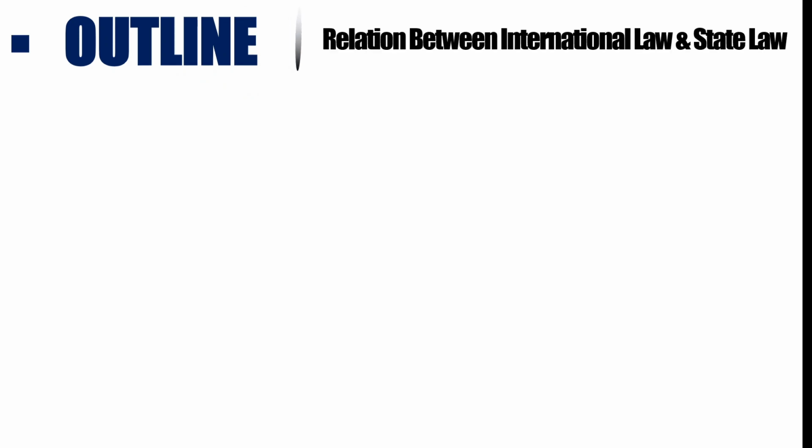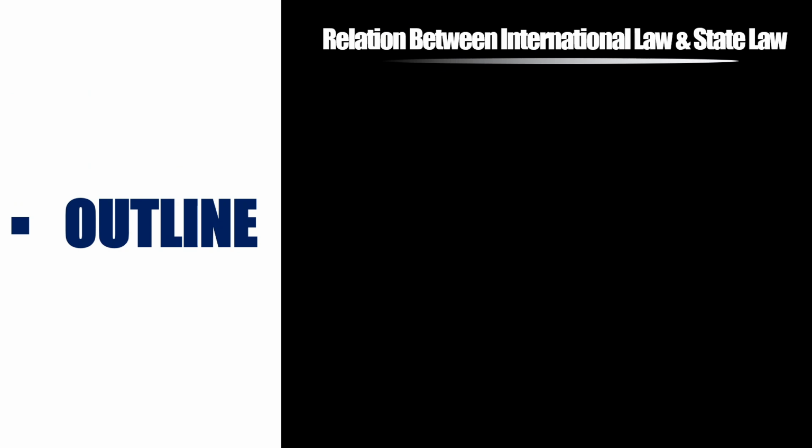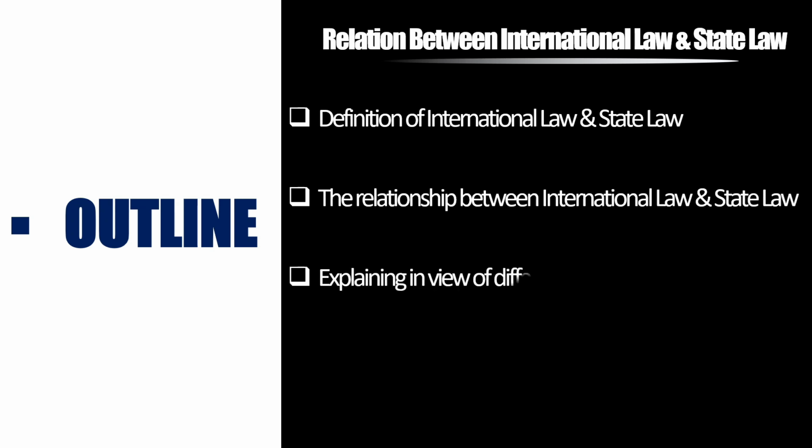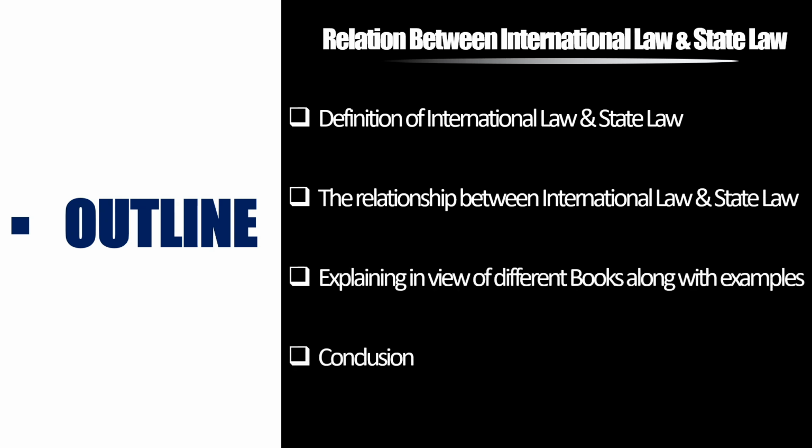First of all, we will be discussing the outline of today's topic, which is the relation between international law and state law. First, we will discuss the definition of international law and state law, then the relationship between international law and state law, explained in view of different books along with examples. After that, we will be concluding our topic.